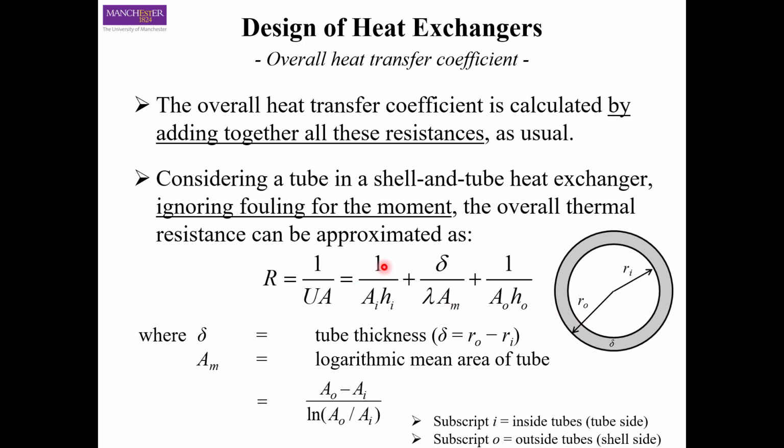So we have the convective flow inside the tube, we have the conductive resistance that is in the wall of the tube, and then we have the convective resistance outside the tube as well. Okay, and then we said that we are using here the mean area because we are in a cylindrical system, and as such we want to know what is the effective area for heat transfer.